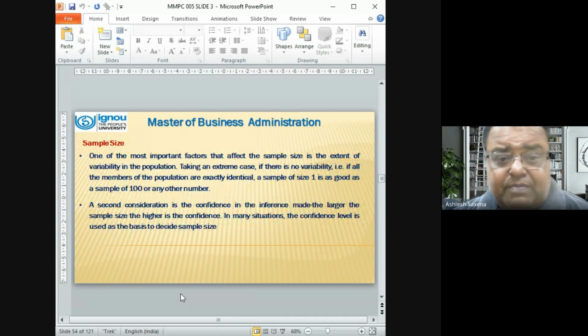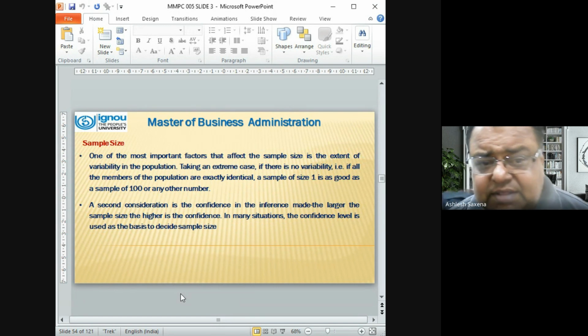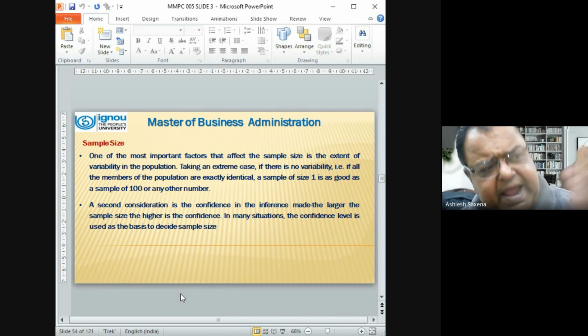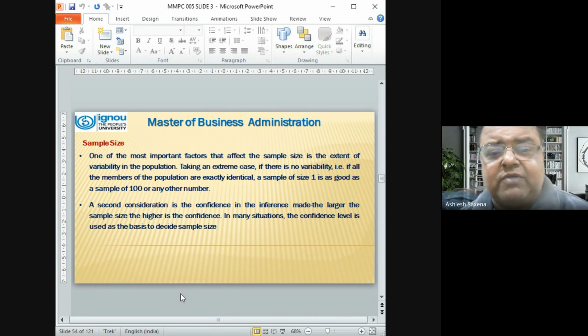Now is the most important part, how to choose sample size. One of the most important factors that affect the sample size is the extent of variability in the population. Taking an extreme case, if there is no variability, that is, if all the members of the population are exactly identical, a sample size of 1 is as good as a sample size of 100 or any other number.